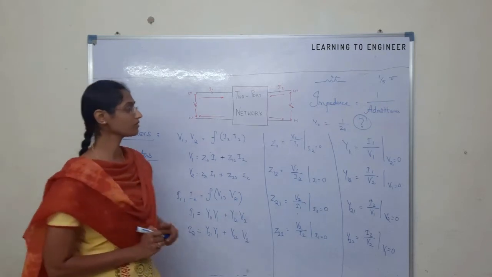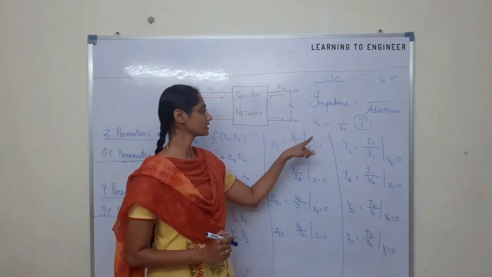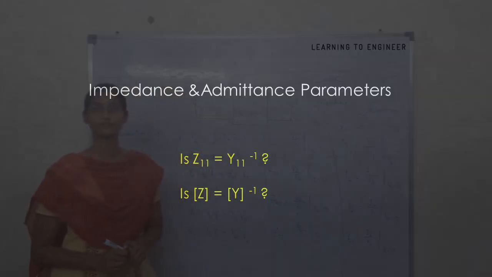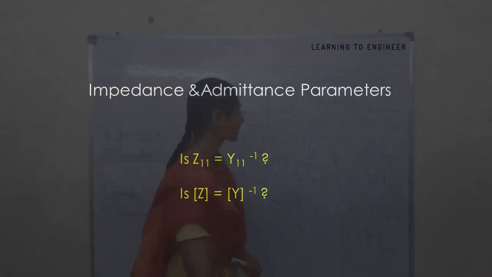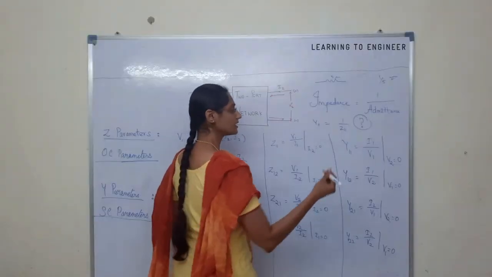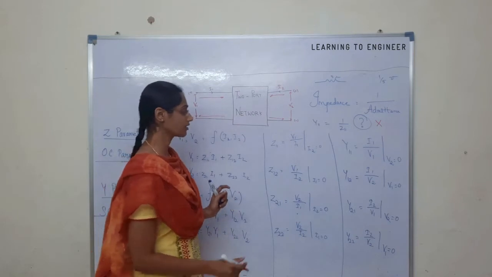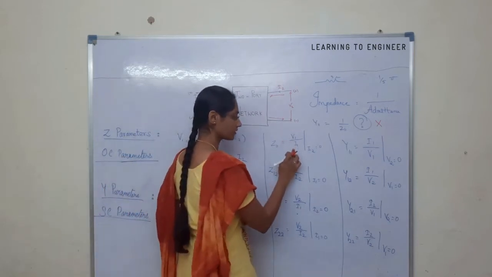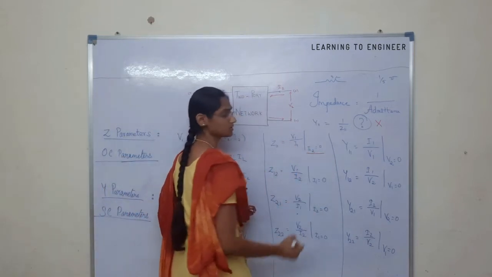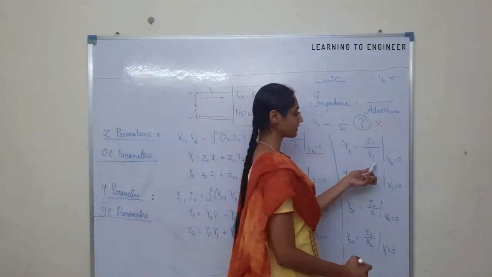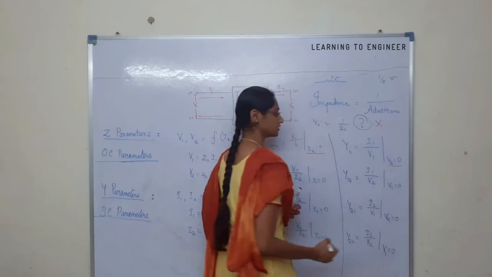Okay, so now can you answer this question? Is Y11 the inverse of Z11? This is not correct. Why? Because Z11 is V1 divided by I1 when I2 is 0. Y11 is I1 divided by V1 when V2 is 0.